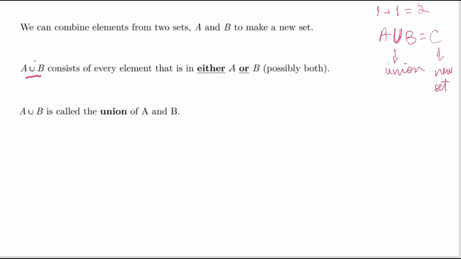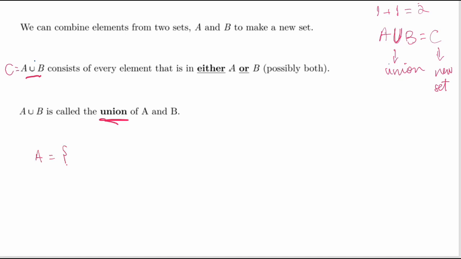A union B consists of every element that is in either A or B, possibly both. Okay, so let's say that we're creating this new set C by operating on these two sets, A and B. This new set C will have every element of A or B or whatever is in both of them. We're going to do an example to clarify this, but this operation is called the union of A and B.